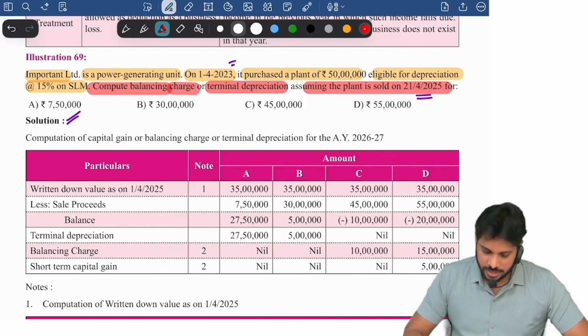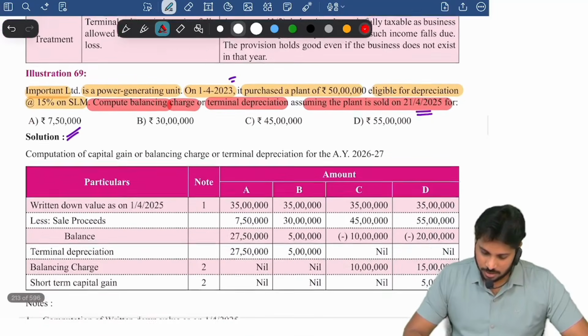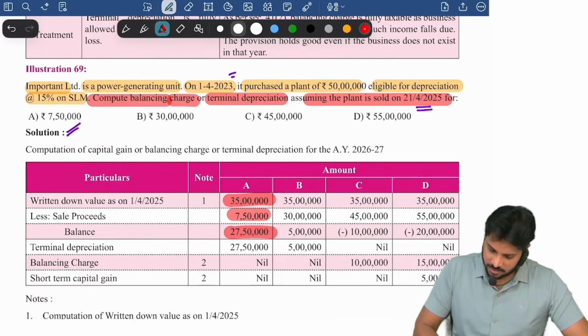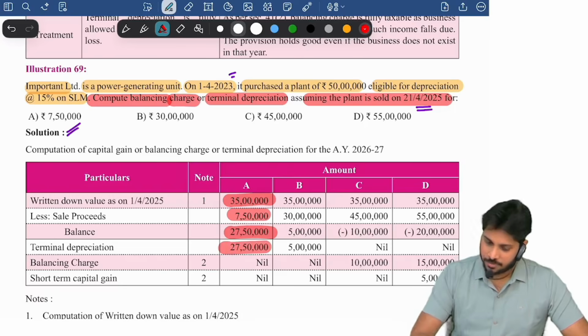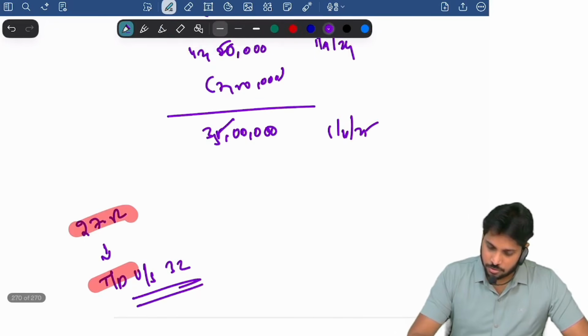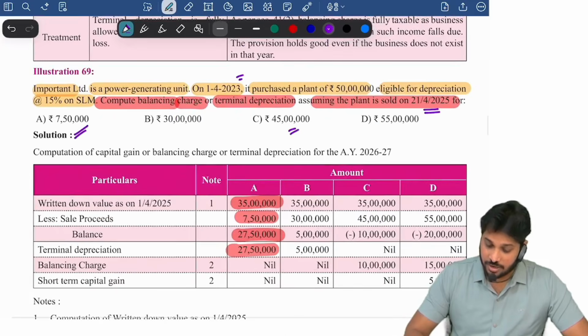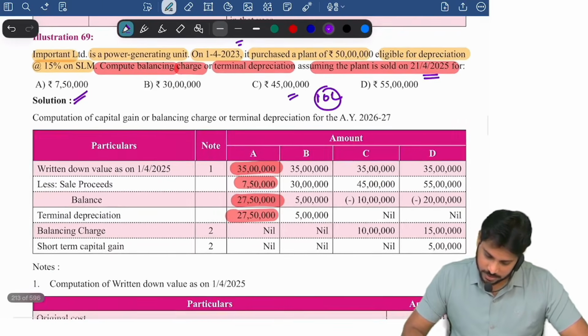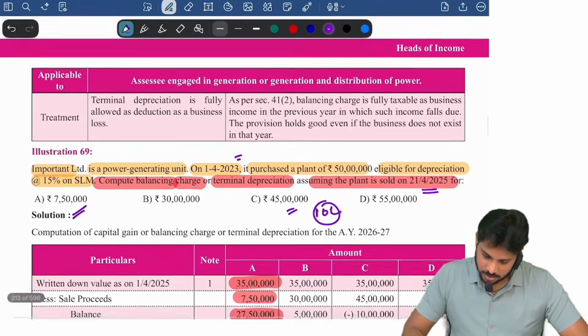They only reduced 35 lakhs. Correct only. 7.5, 27.5 lakh, this is terminal depreciation. Correct? Next, 35 lakh, 45. 10 lakhs is balancing charge here. 10 lakhs is what? Balancing charge.